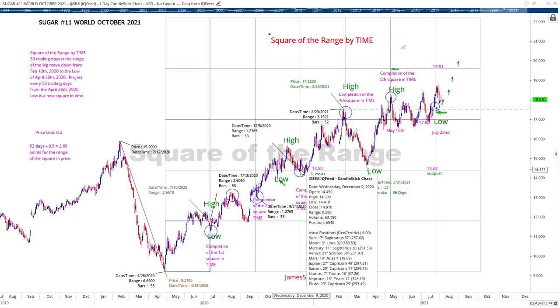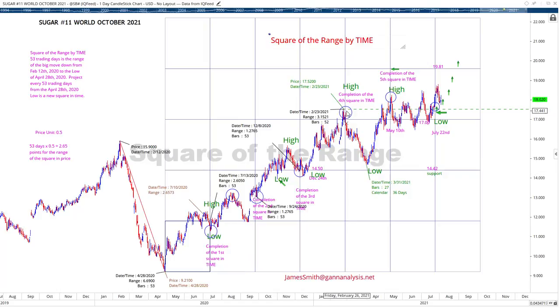This one looks better. This one looks fantastic. This looks fantastic. And I think this is kind of a low here. So where I have circles, that's where I think it's hitting. I think you've got a low here. You're setting up for a move higher.